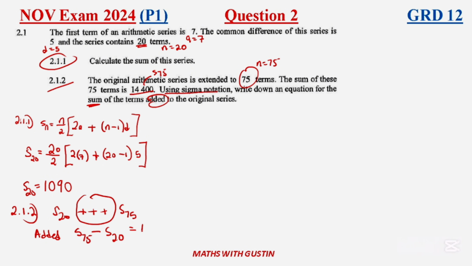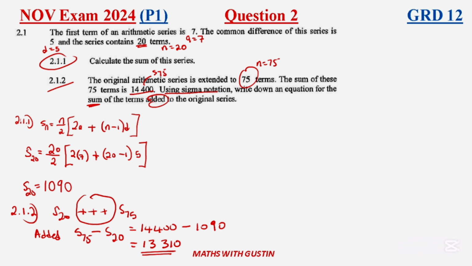which will give us sum 75. They already told us it's 14,400 minus 1,090. So this gives us how much? The sum that is added is going to give us 13,310. So this is what is being added. However, what are they saying? They want us to use sigma notation, write down the equation.